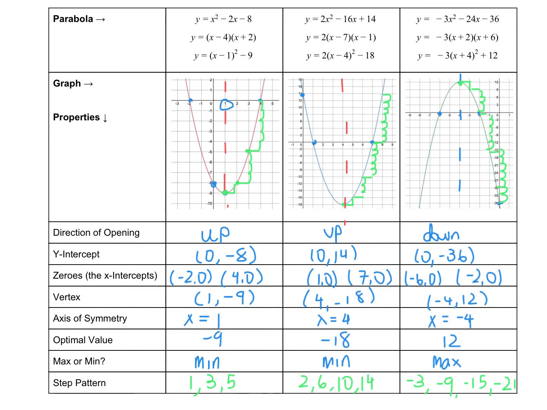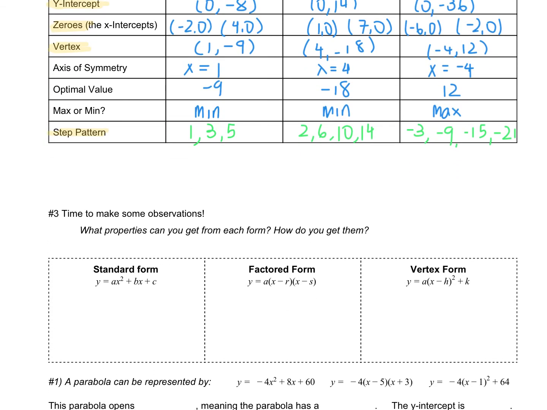I want you to pause the video and see if you see any connections right now. I want you to mainly pay attention to the y-intercept, the zeros, and the vertex. That's my main concern right now. And then try to see if you notice anything about the direction of opening and any of the values in your table and your step pattern. So pause the video and make some observations. And if you'd like, you can go on the chart below and start filling in what you noticed.